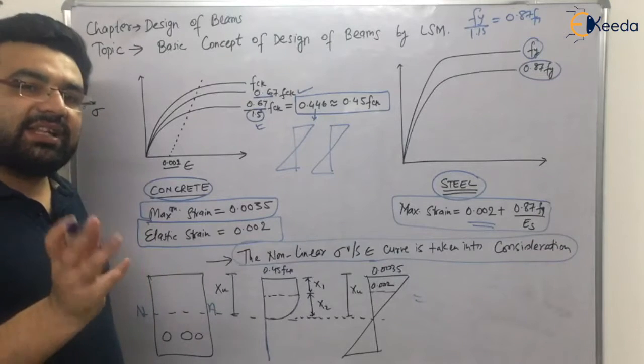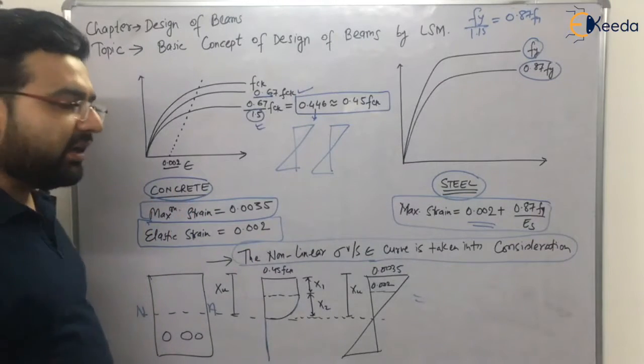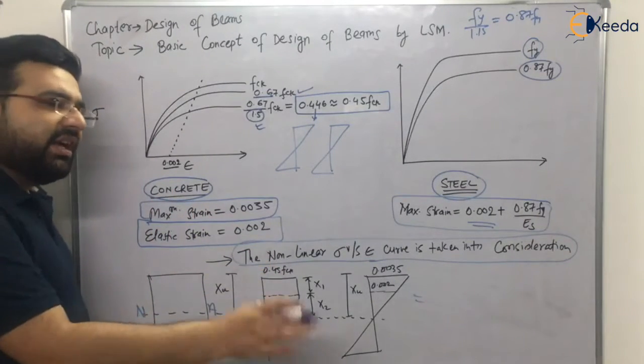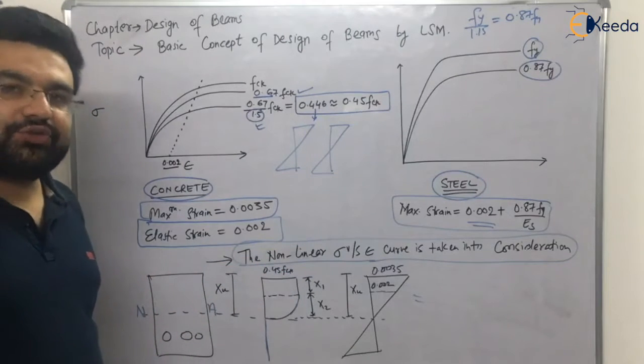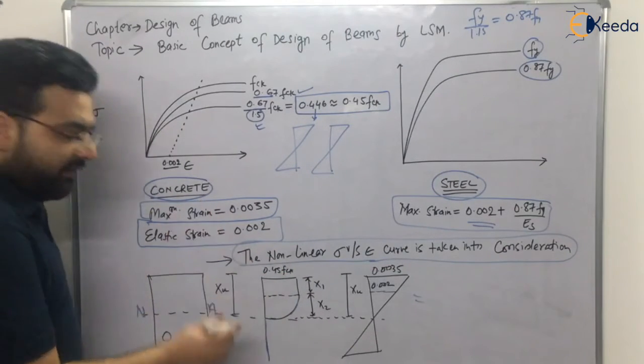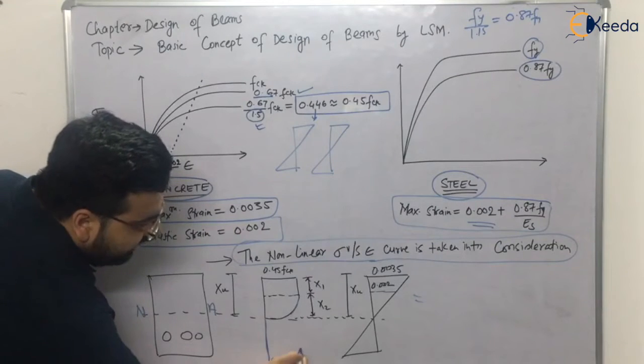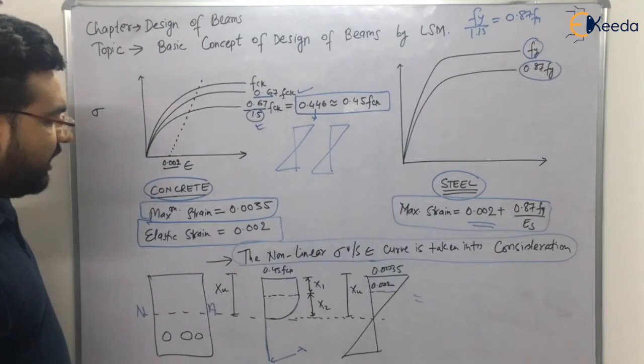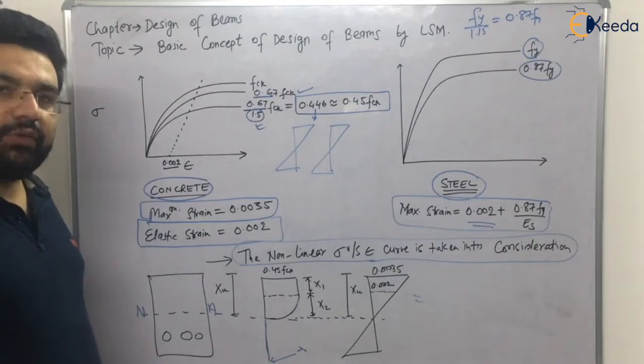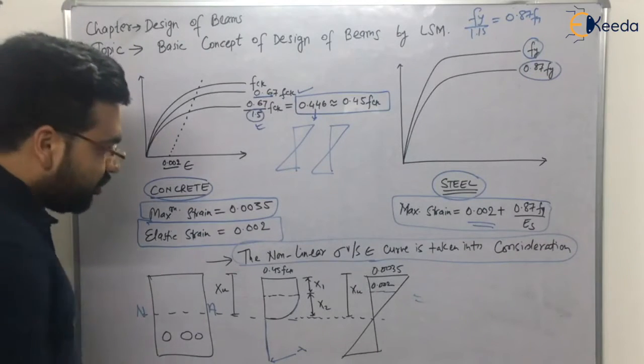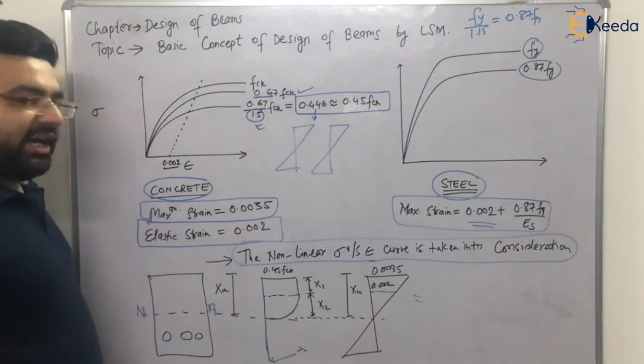Although concrete has some tensile strength, known as 0.7 root fck, we assume while designing beams that it does not have any tensile strength. So we assume it to be cracked. We only have some steel here, which is giving us this tensile force T. So this is the stress diagram, this is the strain diagram.